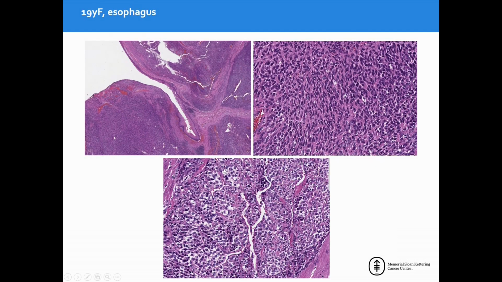This was another esophageal tumor. You can see the tumor bulging into the esophagus and ulcerating the mucosa, and showing this diffuse clear cell change in the tumor and this very sarcomatoid appearance in some of the areas of the tumor.